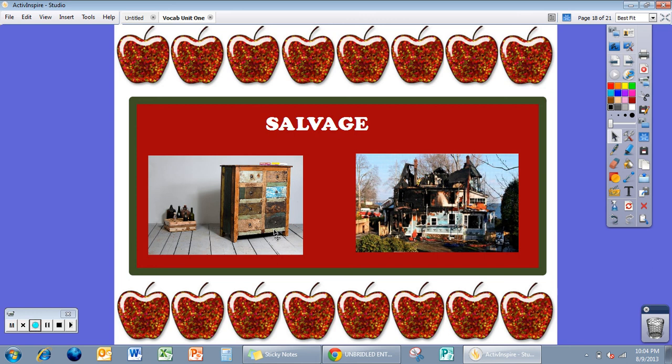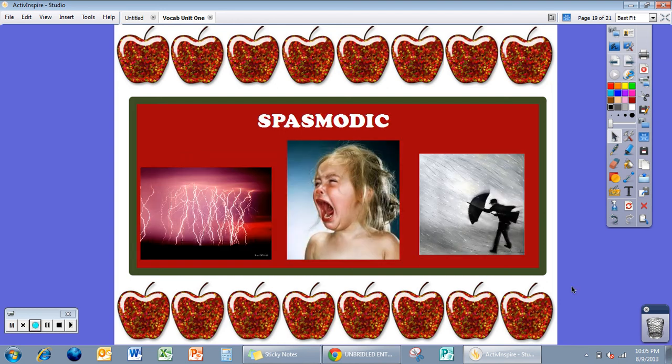As the noun, it is the property. So the salvage is what you got maybe from the fire. So I salvaged these things. These things are my salvage from the fire. So it just depends on how you use it. It pretty much means the same thing.